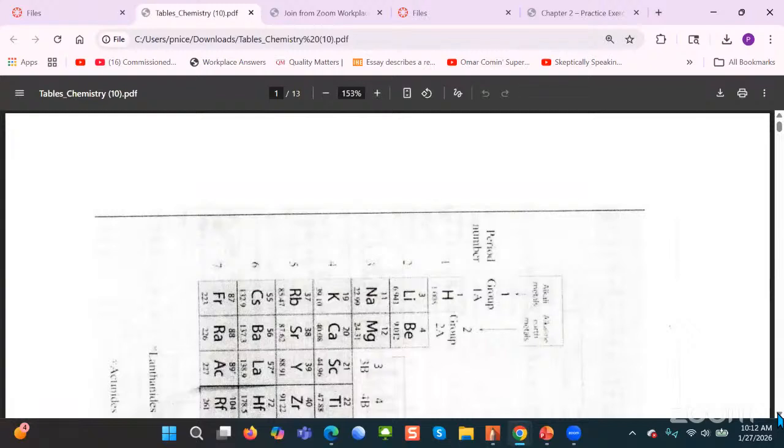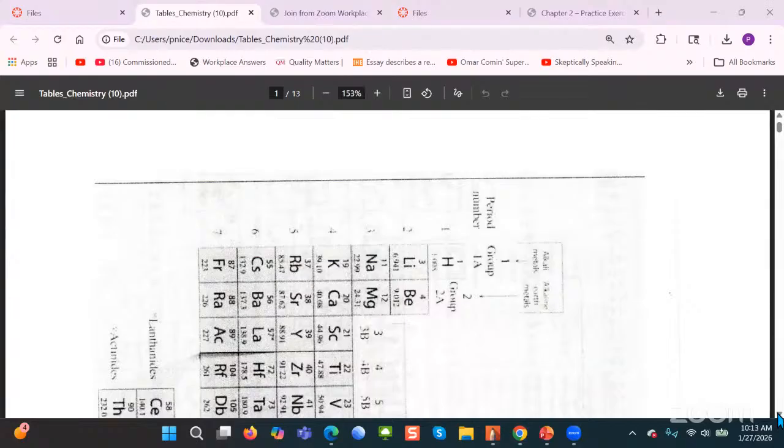Oh, somebody's saying something in the chat. Okay, so somebody's asking, do we just do the negative or positive or the number associated? And the answer is yes, the number associated along with the sign in answer to those questions.